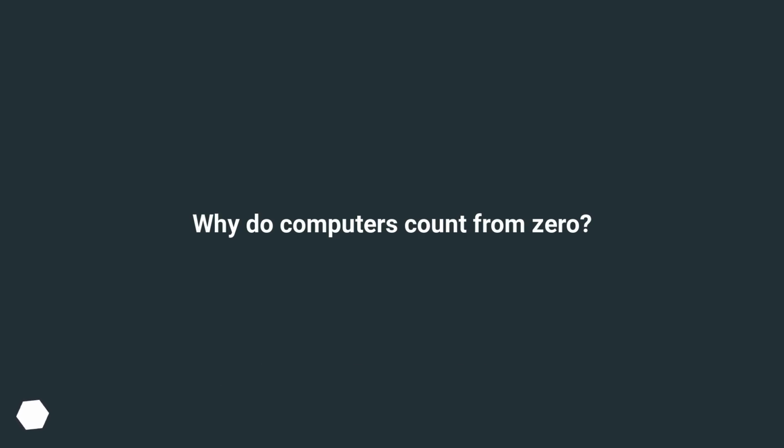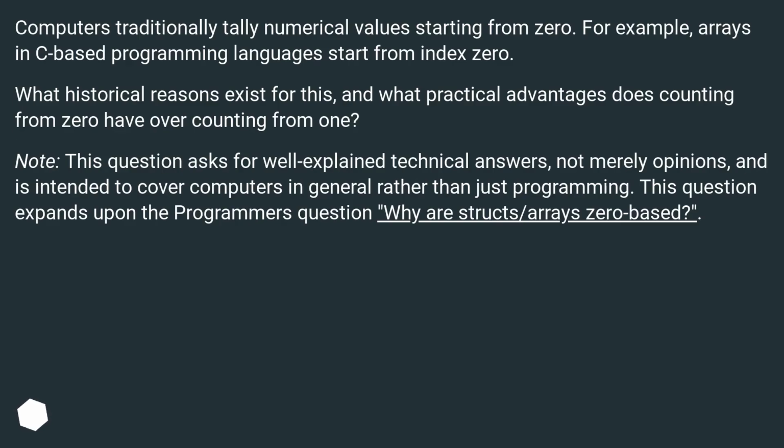Why do computers count from zero? Computers traditionally tally numerical values starting from zero. For example, arrays in C-based programming languages start from index 0. What historical reasons exist for this, and what practical advantages does counting from zero have over counting from 1?